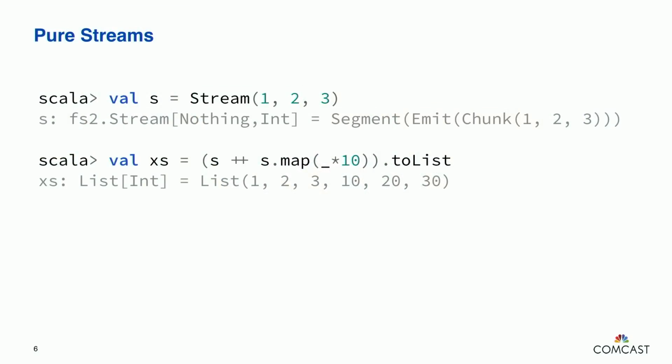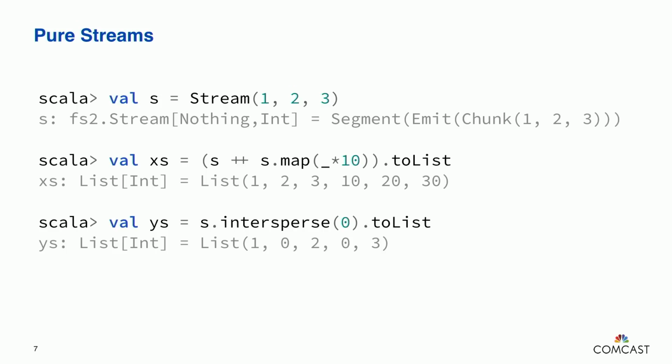And as you can imagine, the stream API provides this sort of collection-like API. We can map, we can append, we can do all sorts of things. And in this particular case, we can call this toList method. If our stream has no effects, if we have that nothing type for our effect type, then we can convert our stream to a strict collection, and kind of go back to the collection API.